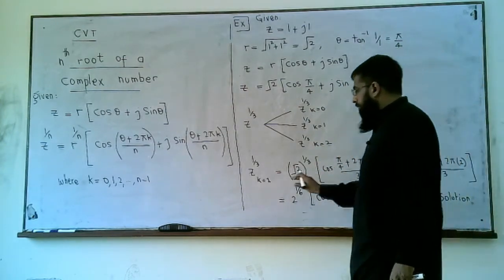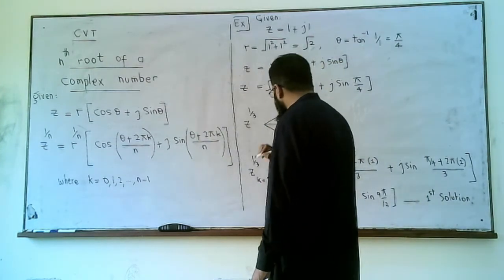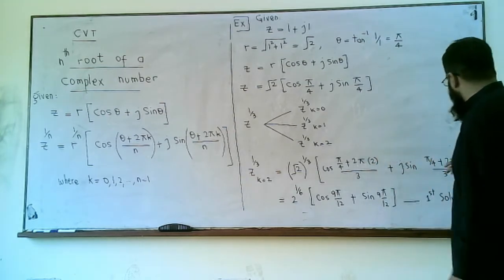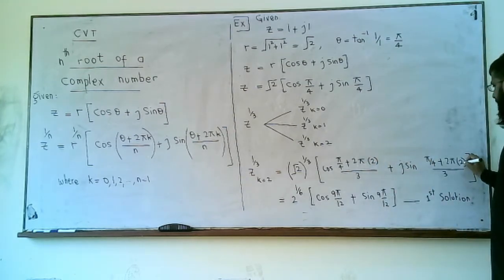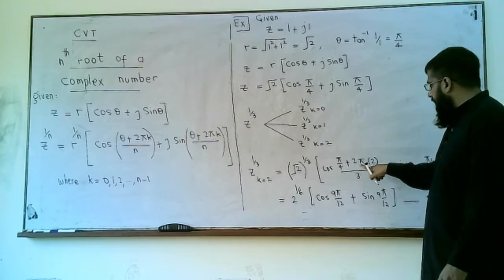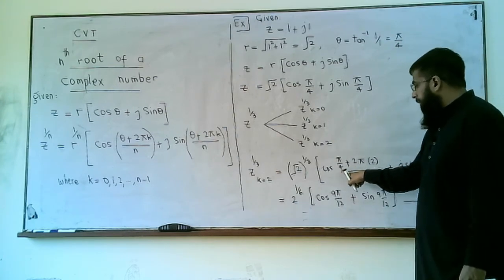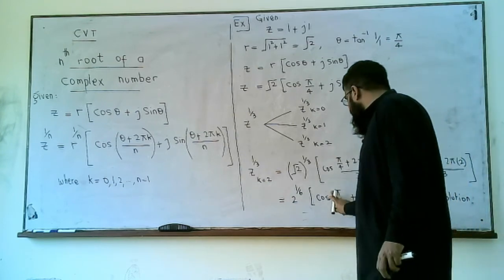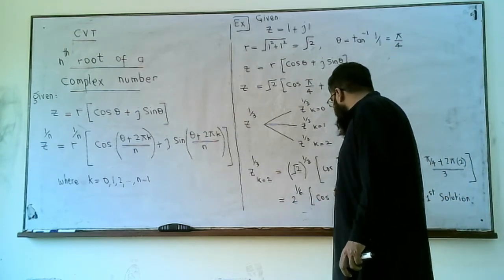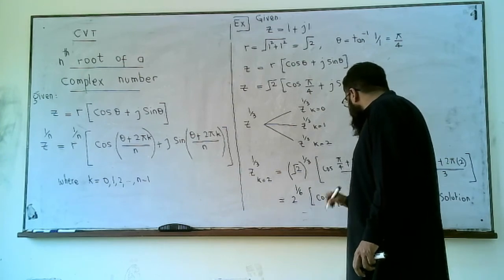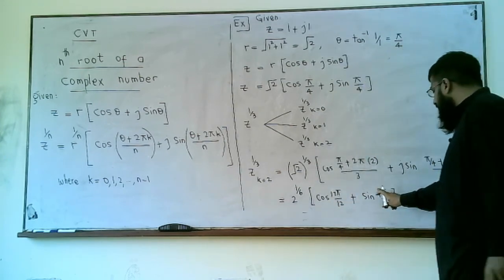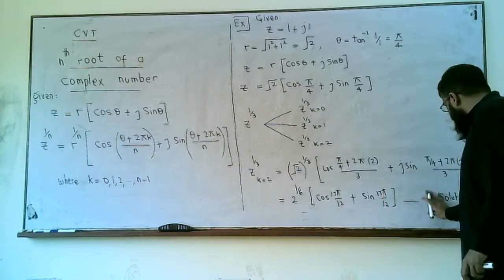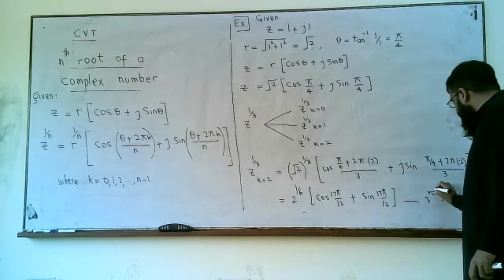The third solution of course would be for k is equal to 2, and we'll replace this k with 2. This k will be replaced with 2. So now 2 times 2 is 4 pi. 4 pi multiplied by 4 is 16 pi plus 1 is 17 pi. 17 pi divided by 12. So the third solution is 17 pi divided by 12. Second solution, this is the third solution.